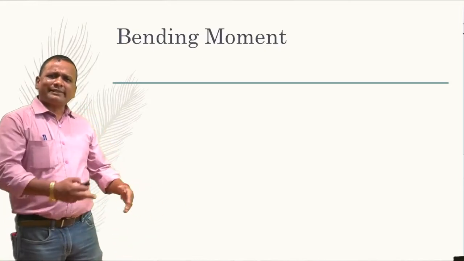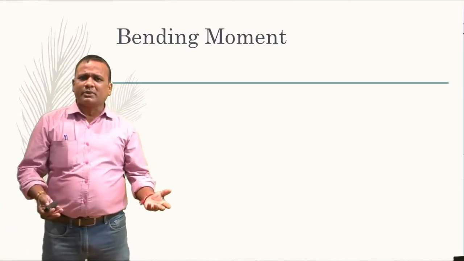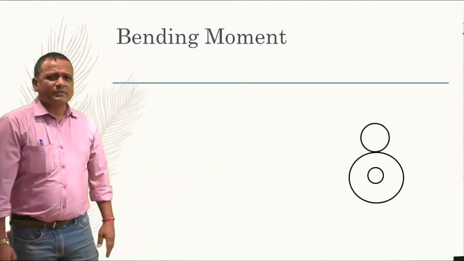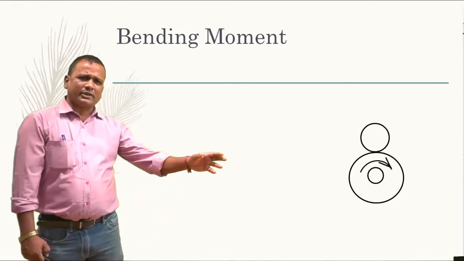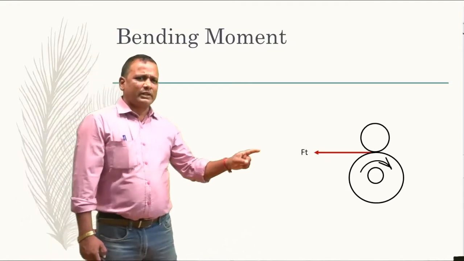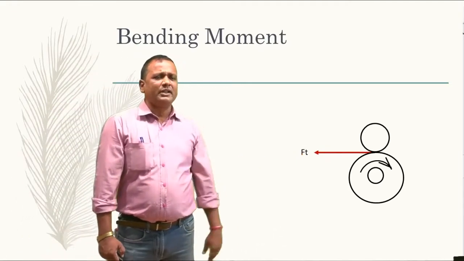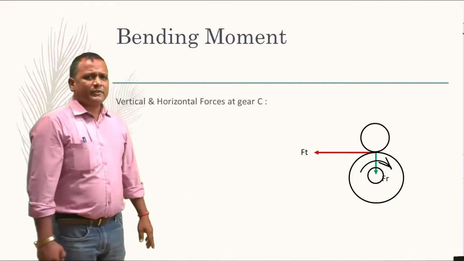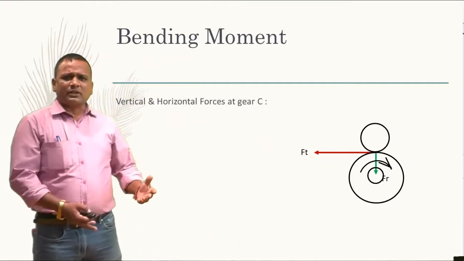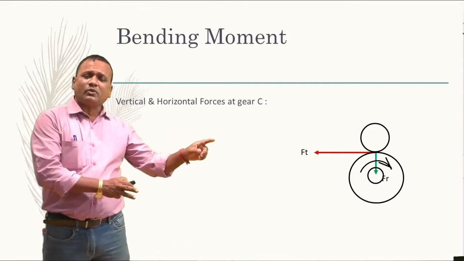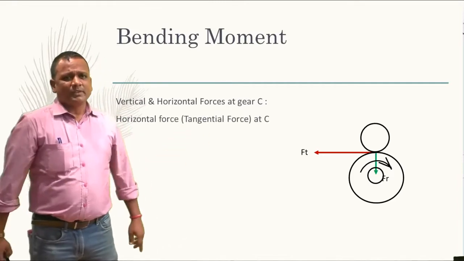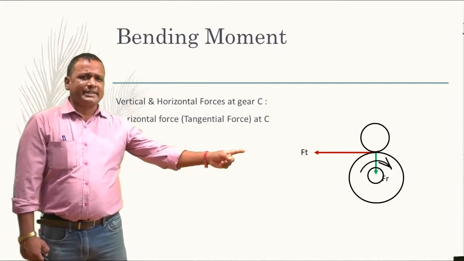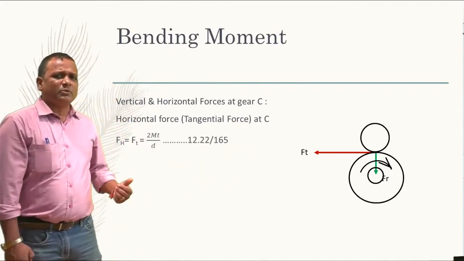Now the next important point is to find out what bending moments we have, what the vertical forces are and what the horizontal forces are. For this I will consider the arrangement here. You know that I have one horizontal force, which I call Ft, and one vertical force, which I call Fr. In order to find the vertical and horizontal force at gear C, I call it gear C because the gear has been mounted at point C. The horizontal force would be the tangential force, Ft, as I said earlier, and the equation for Ft is this.